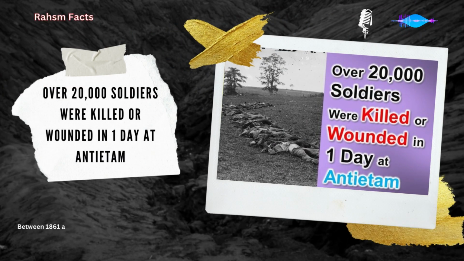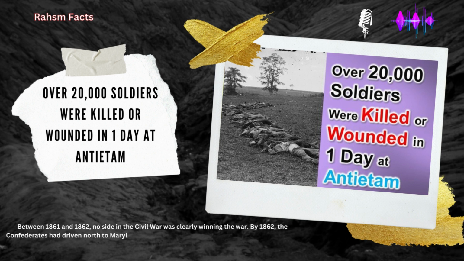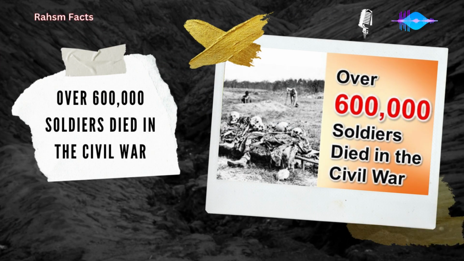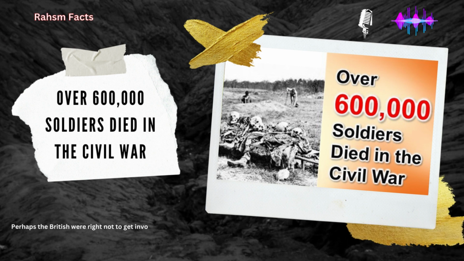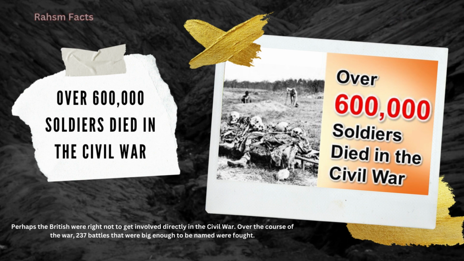Between 1861 and 1862, no side in the Civil War was clearly winning the war. By 1862, the Confederates had driven north to Maryland where they fought the Battle of Antietam but had to retreat. Perhaps the British were right not to get involved directly in the Civil War. Over the course of the war, 237 battles that were big enough to be named were fought.